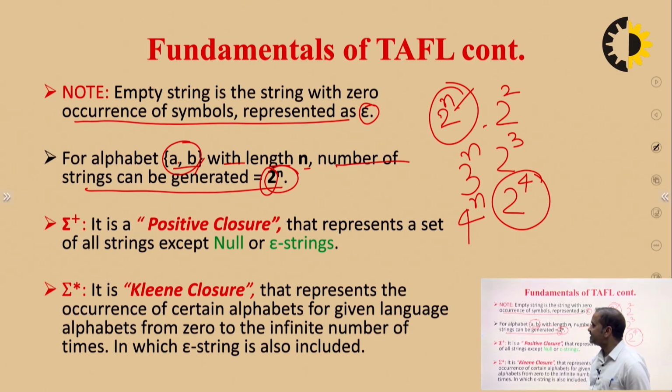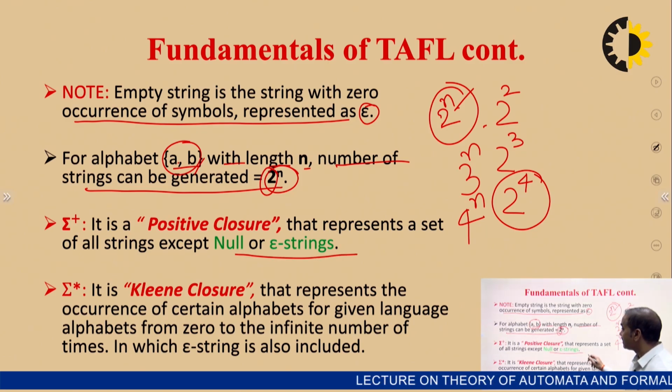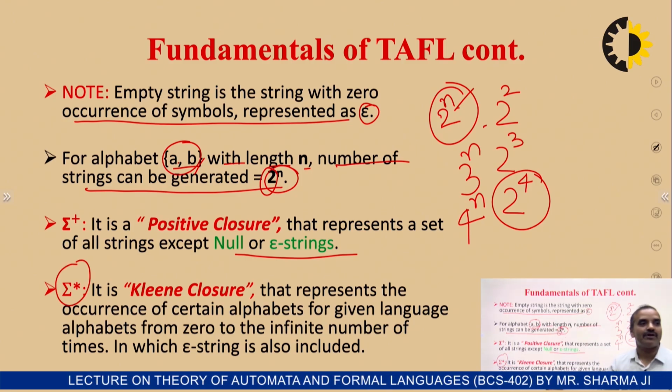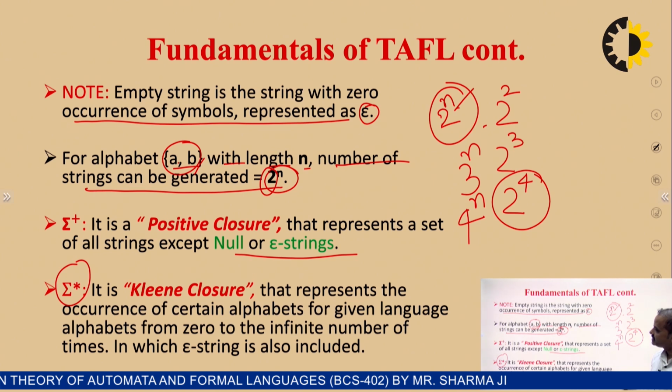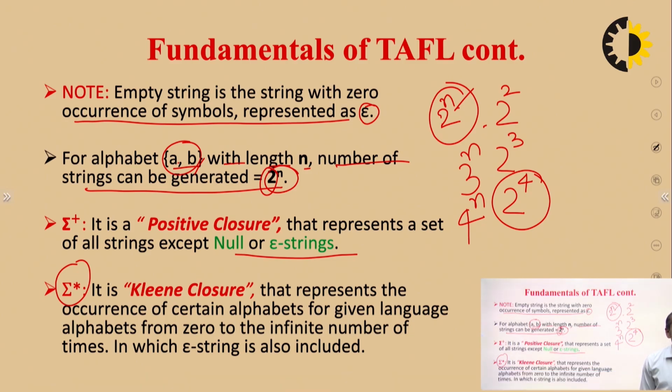Now, the next point is sigma plus. This is also called positive closure, and it represents the set of all strings except the null string. First, we want to define what is meant by sigma star. After that, we define sigma plus. Sigma star represents the occurrence of certain alphabets for a given language, from 0 to infinite number of times, in which the null string is also included.